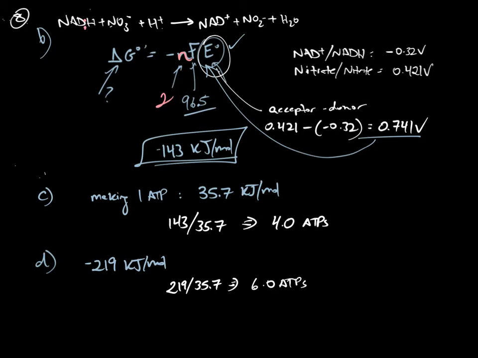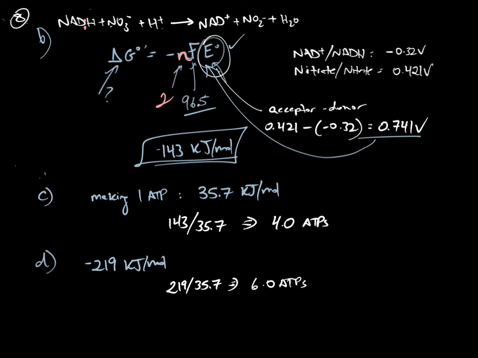Now it says, comment on the energetic difference between oxygen and nitrate respiration. So with nitrate respiration, we made 4 ATPs. With oxygen respiration, we made 6 ATPs. So the nitrate respiration is around 2/3 of the efficiency of the oxygen respiration. So oxygen is a lot more efficient, and nitrate is 2/3 of that. So I would just put something down about that.